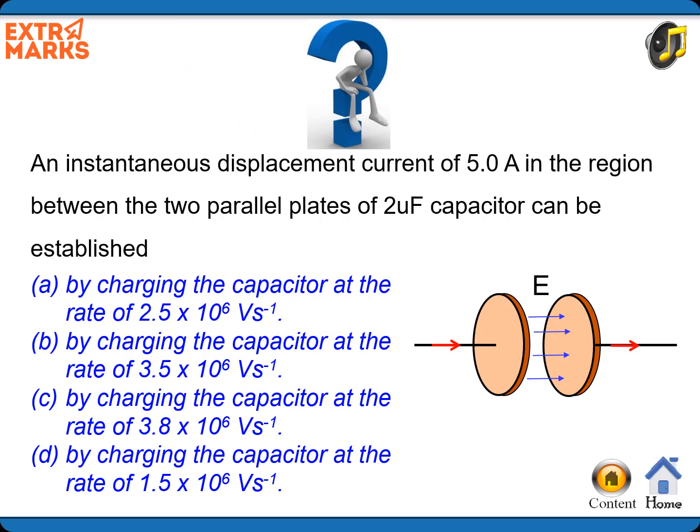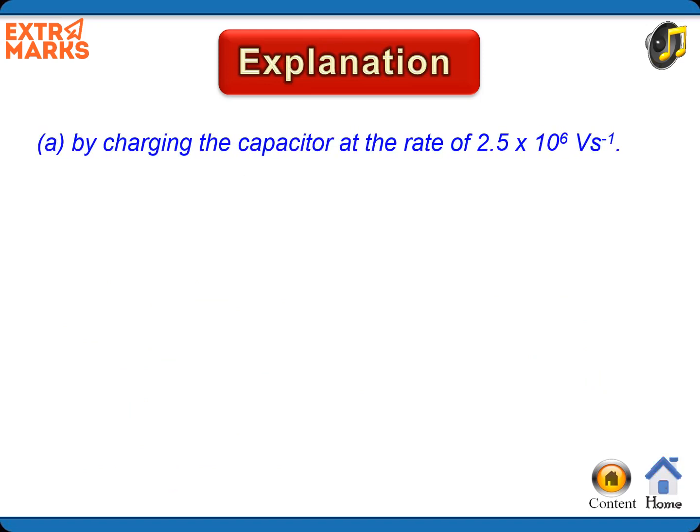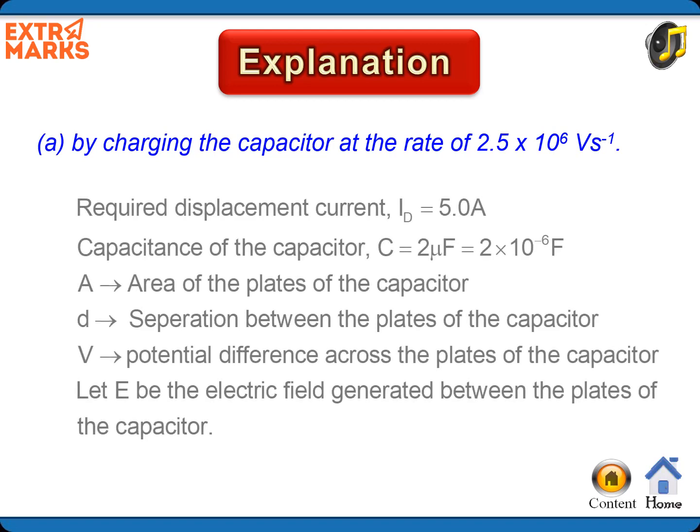Let's solve a question given here to find the correct option. The correct option is A, that is, by charging the capacitor at the rate of 2.5 into 10 raised to the power 6 volt per second. Let's see its calculation.